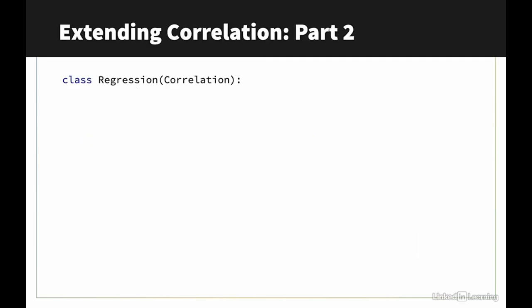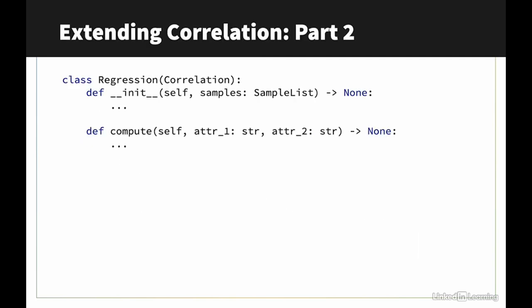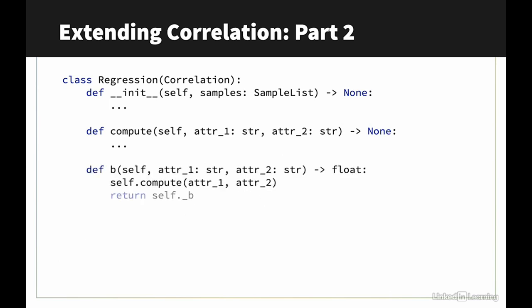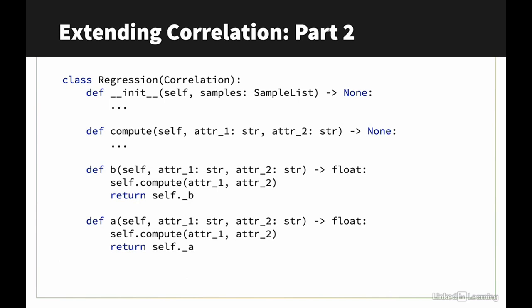Here's the rest of the class definition. I've defined two methods, A and B, that will return the A and B attributes of the linear equation. Both of these rely on the compute method, and that method computes both values once and caches the results.